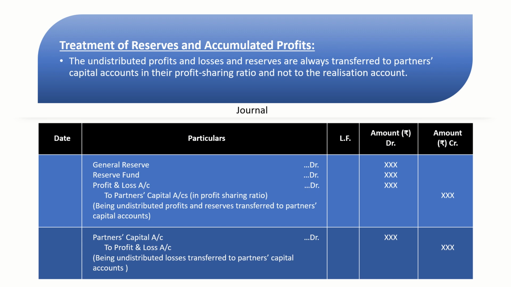And if there is an accumulated loss, the reverse is the entry: partner's capital account is debited to profit and loss account, right? Now, again, in relation to the previous video, always keep in mind if any of the reserves have a relevant asset tagged to it, in that case, both the asset and that reserve go to the realization account. If you have any confusion, do check out the previous video, it will clarify.